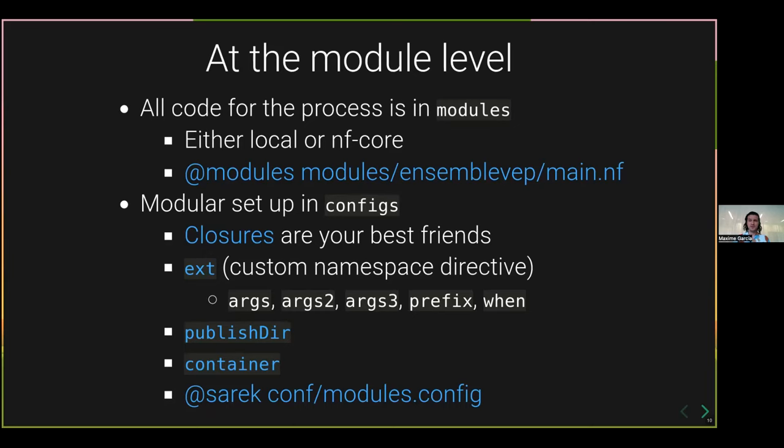So now we are going to some examples. I followed the same bit of code from the module level to the sub-workflow level to the workflow level, just to explain how it should all work. First statement, as we said: all the calls for the process are in modules. That's the nf-core repository. Either we can have a local module within the pipeline, or nf-core modules within the nf-core repository. In this case, I'm going to showcase the Ensembl VEP module.